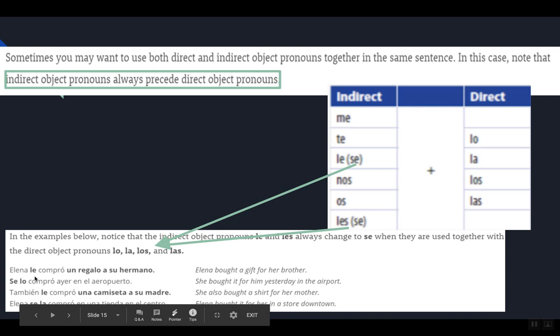So Elena le compró un regalo a su hermano. Okay, so remember we're using a su hermano for specificity, but un regalo is our direct object. So instead of saying le lo compró, because un regalo is lo, we say se lo compró. Okay, the same goes here. También le compró una camiseta a su madre. Elena se la compró. So don't forget to change that le and les to se when it's in front of lo, la, los, and las.